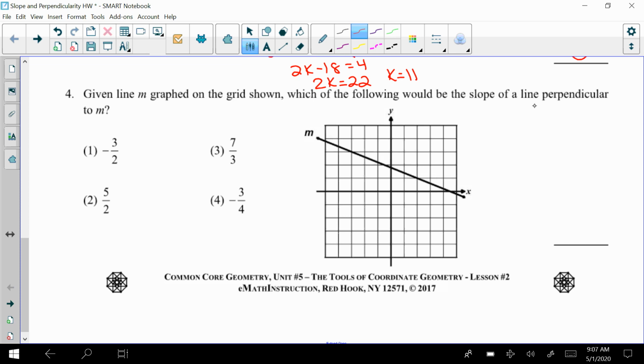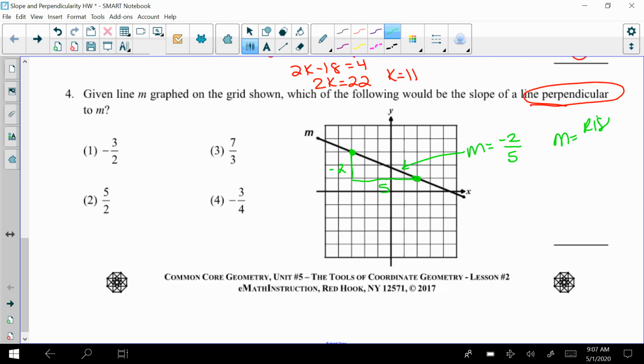Which would be the slope of a line perpendicular to this line? We want it to be perpendicular to this line. Well, let's first figure out the slope of this line. So I'm going to pick 2 points where it crosses really nicely. Right here, it crosses at an exact point, and right here. So it looks like rise over run. I'm going down 2 and over 1, 2, 3, 4, 5, right? So the slope of this line appears to be -2/5, the rise over the run there.